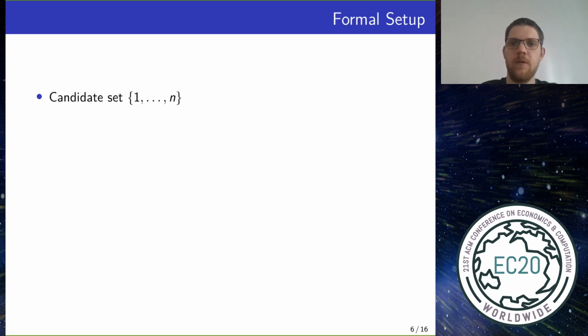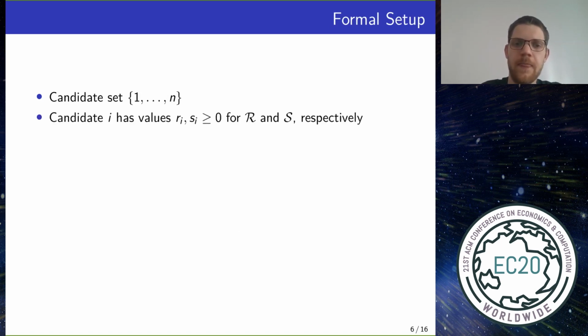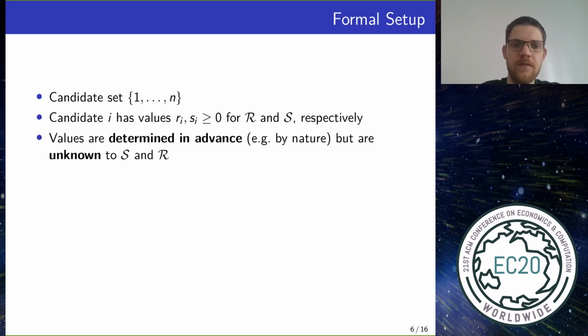Just quickly, the formal setup of our problem. We have a candidate set of 1 through n. Each candidate has two values, one value for the receiver and one value for the sender. The values are determined in advance, but neither the sender nor the receiver are aware of these values.